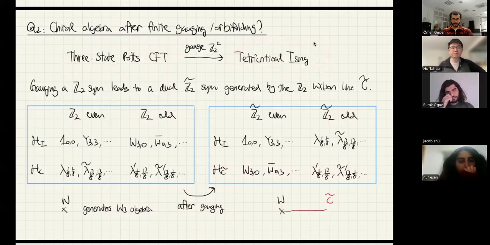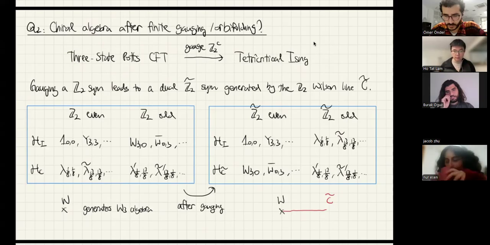One thing to notice importantly is that if you gauge the Z2 symmetry, you actually get a dual Z2 symmetry. That dual Z2 symmetry, you can think of as generated by the Z2 Wilson lines of the Z2 gauge fields that you couple to the CFT. And because they are Z2 Wilson lines, they are actually topological, because there is no field strength associated with Z2 symmetries. So that's why it generates the symmetry. I'll call this dual symmetry the Z2 tilde symmetry, okay?